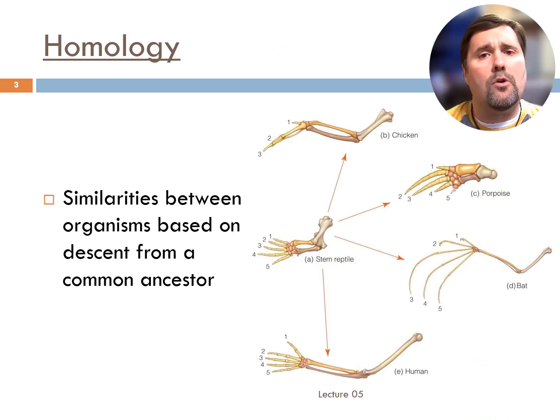Linnaeus based the larger and smaller categories of his system on homologies, similarities between organisms based on descent from a common ancestor. This image is a classic way of describing homology. It shows the skeletal structure of several vertebrates' forelimbs. You'll notice that despite the differences in shape and size, the numbers of bones and how they articulate with one another are all very similar. This is because all of the species inherited this structure from their common ancestor, the so-called stem reptile.